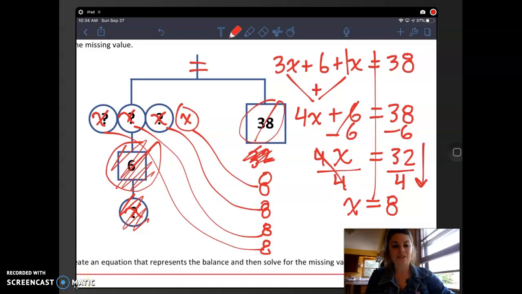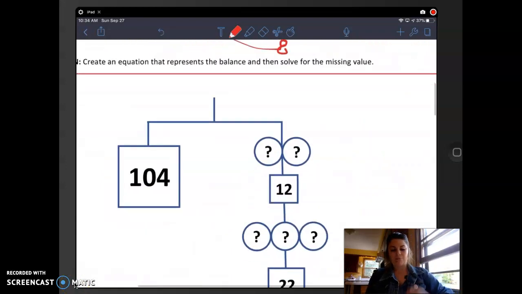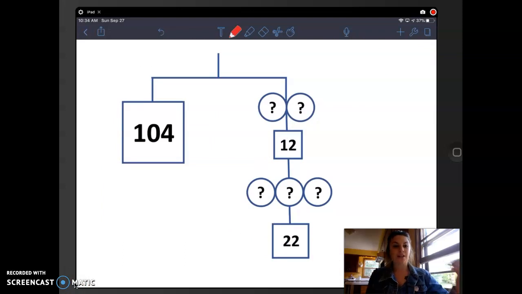Okay, go ahead and do your example, make an equation, solve it, and then come back and we'll go on.